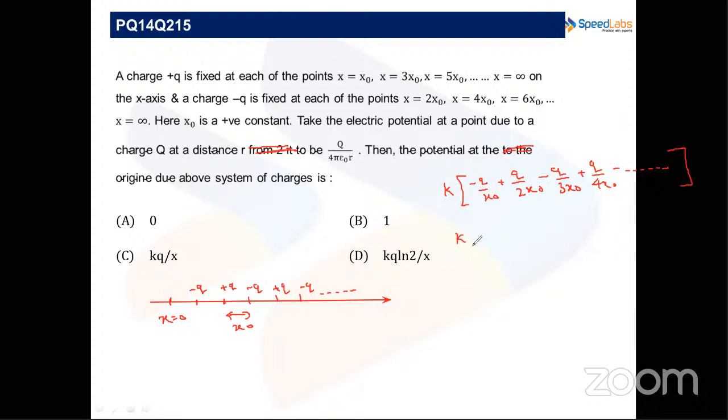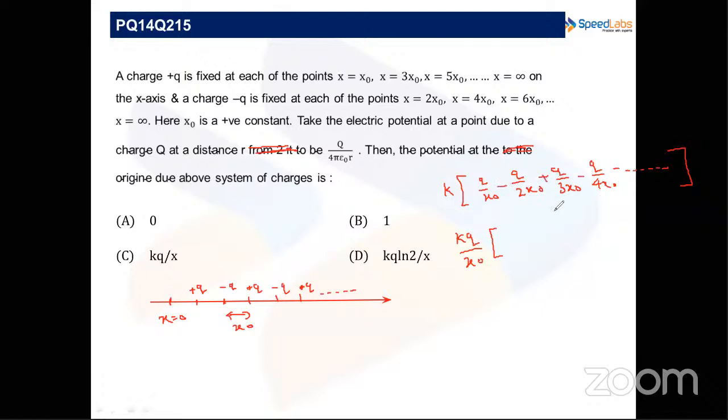Now it is kq by x naught I can take common, right? And then what remains here is... wait, I have taken the opposite. There is minus on these and positive on odd numbers, my bad. Just a second, I'll put a minus on these. So basically these will also get reversed. Just 1 second, let me change the sign. So it will become this minus plus this minus.